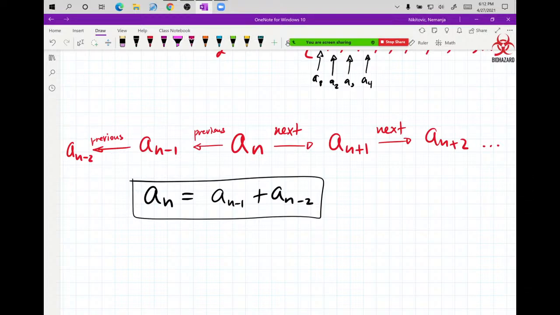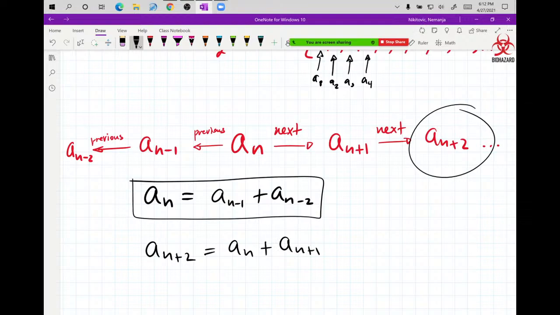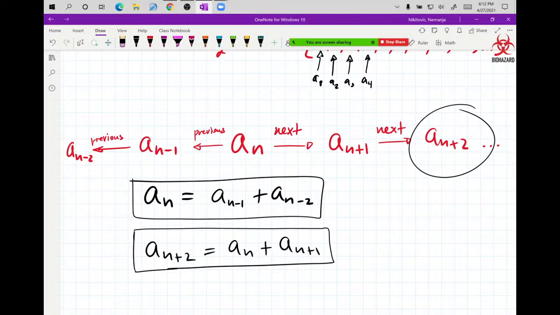But can you pick something else? Yeah, you can pick this one and say a_(n+1). That's also a formula for the Fibonacci sequence. It doesn't matter which one of these formulas you want to use. They all mean the same thing. Take two consecutive numbers, add them together to create the next number in a sequence.